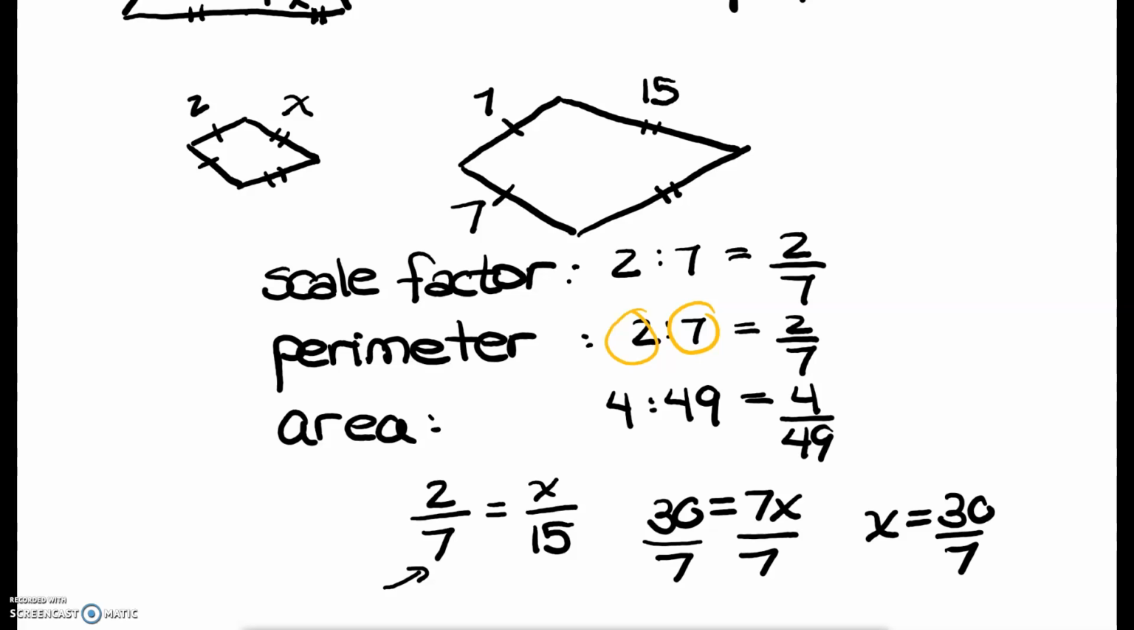So what would happen if they asked us for the area? Let's just say they gave me the area of this one to be 10. What would the area of the other one be? Well, I'd have to set up a proportion again. I would use my area scale factor now and set up 4 over 49. The area of the small one is 10. What's the area of the large object? I'm not going to have enough time to finish this, but you could cross multiply and finish that.